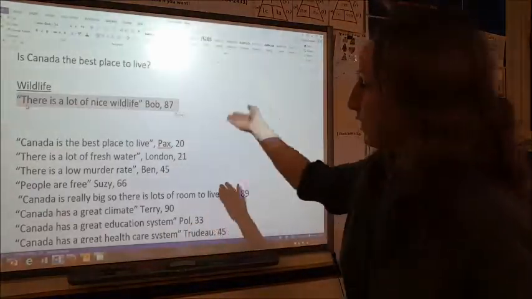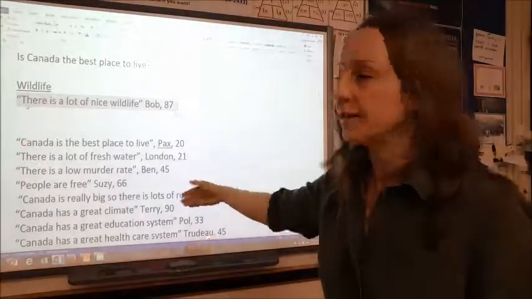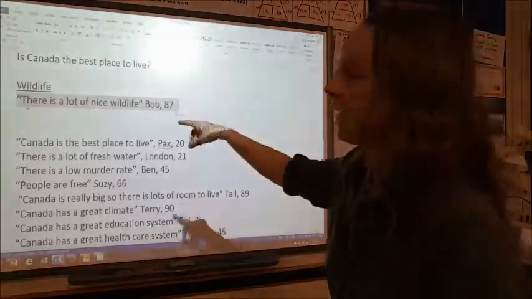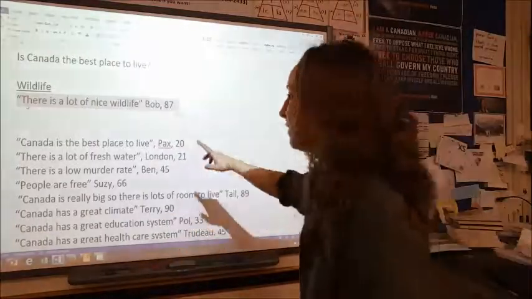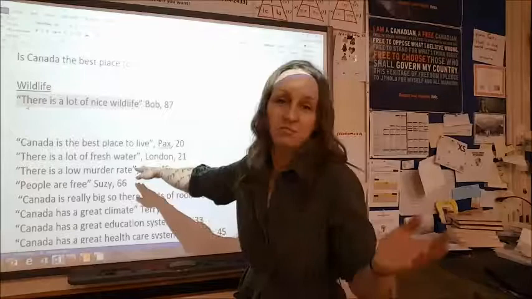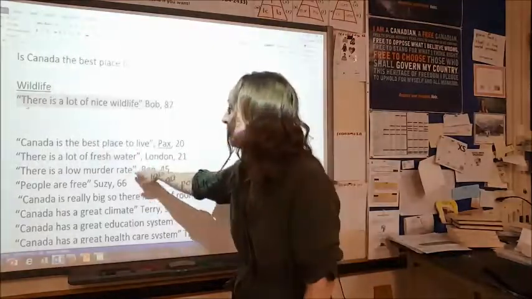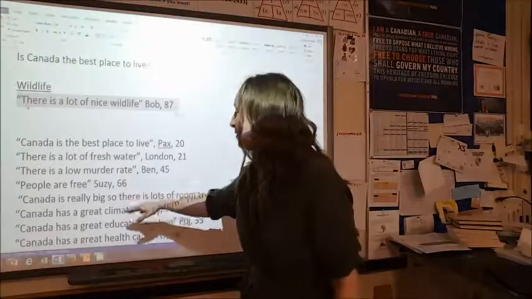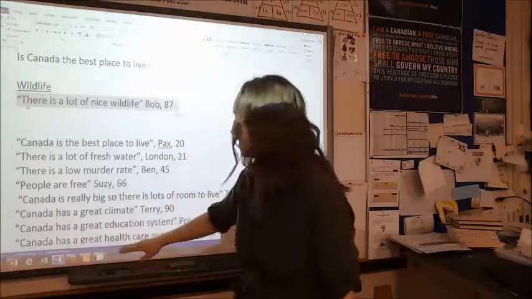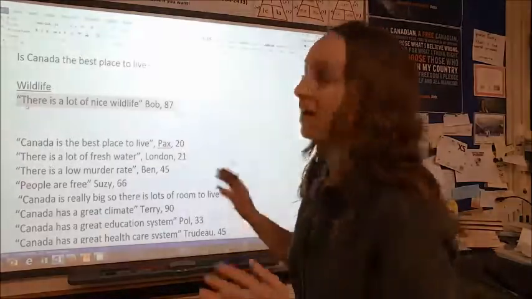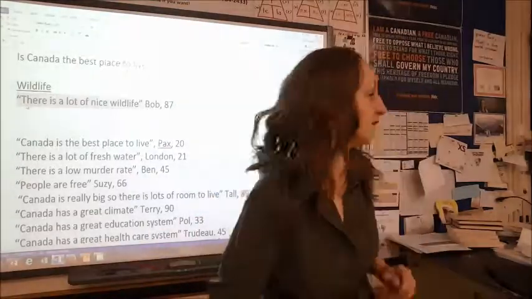The next thing, I've got a lot of really great things that the government is doing. So I would probably have a paragraph on government. And again, how did I even get to the government thing? Let me show you. Best place to live, who cares? It doesn't have to be the government. Lots of fresh water, may or may not relate to the government. Low murder rate, you never know. People are free, again, who knows? But when it comes to great education system, great healthcare system, well, those are definitely regulated by the government. So I'm going to create a paragraph based on the government.